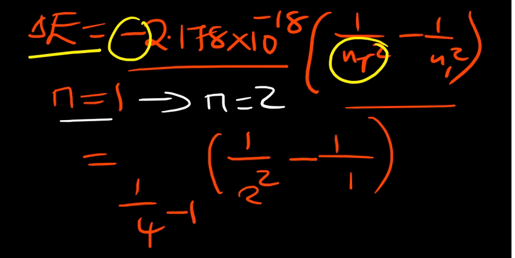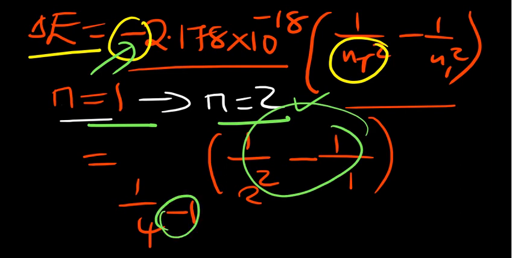So you have 1 over 4 minus 1. Are you going to have a positive value or a negative? 1 over 4 minus 1 is negative. So the negative multiplied by the negative on top, is it going to be positive or negative? Positive. So it tells you that as you are moving from 1 going to 2, it's a gain of energy, because it's positive. But if you reverse this, you are going to have 1 minus 1 over 4, if you are moving from 2 going to 1. So you are going to find a negative answer, which tells you that there was a loss of energy in such a case.